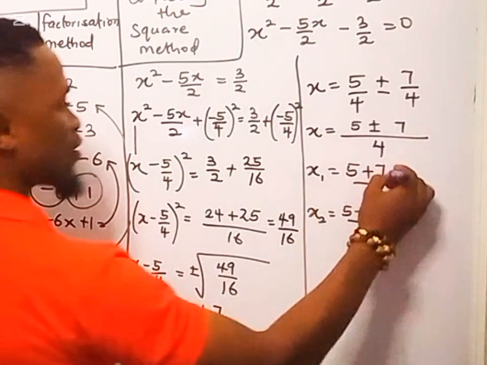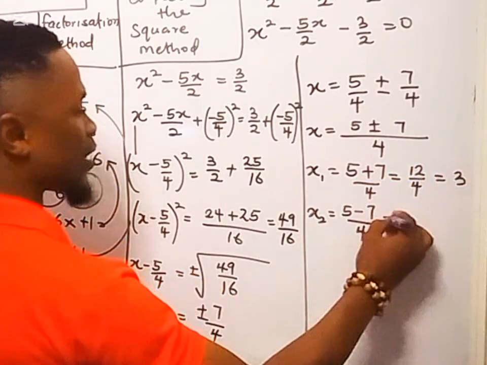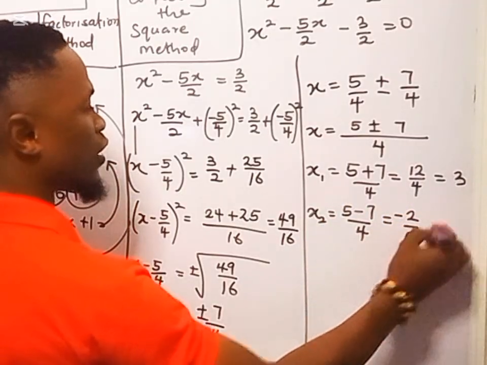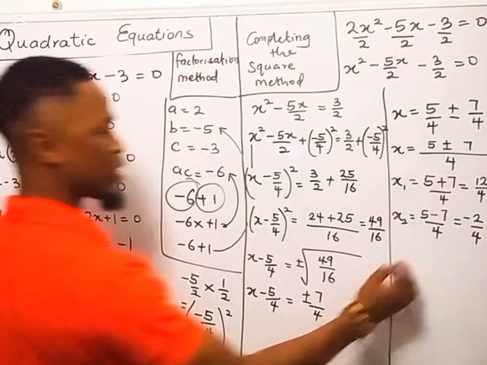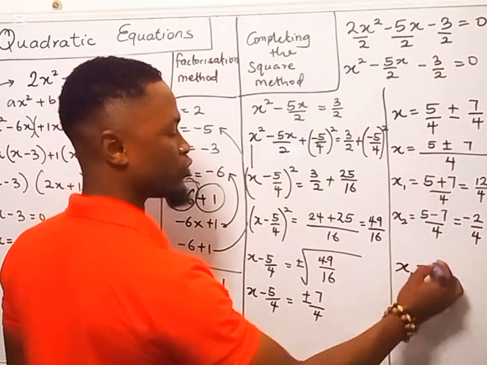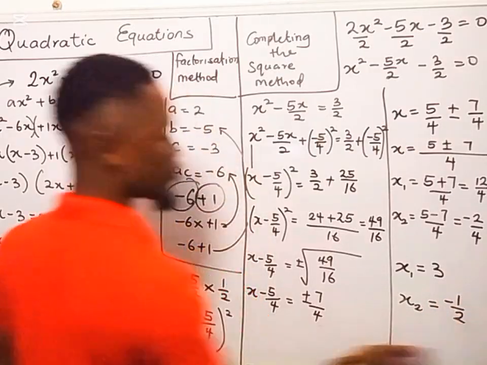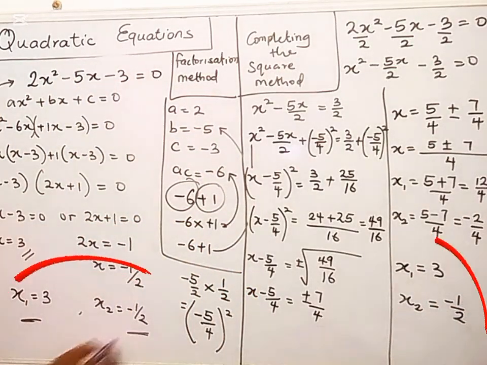Okay, so 5 plus 7 is 12 over 4. That will give us 3. And 5 minus 7 is minus 2 over 4. That will give us minus 1 over 2 in the lowest term. So you can see that even using this method, you also have your first x to be this and your second x to be this. So it doesn't matter the method you use, you would always have these two answers.